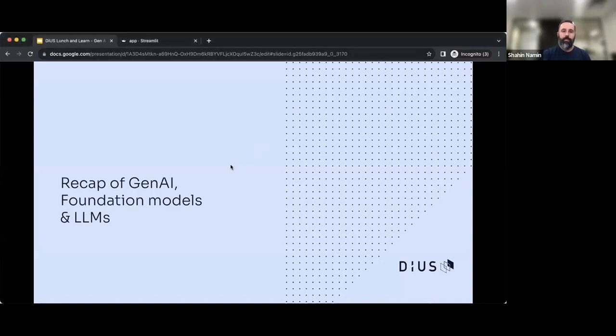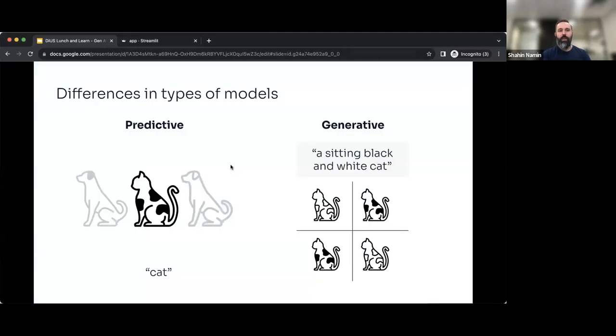So when we talk about machine learning applications, we can categorize them into predictive versus generative.